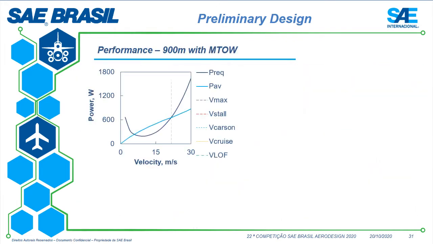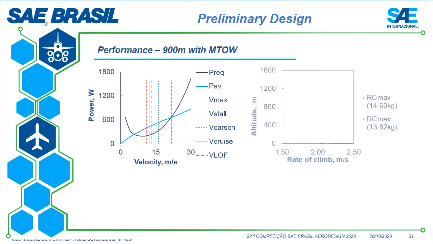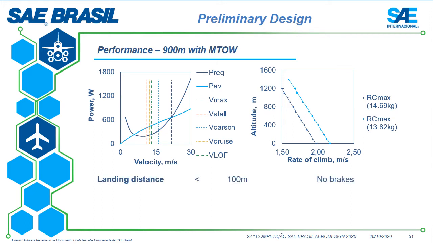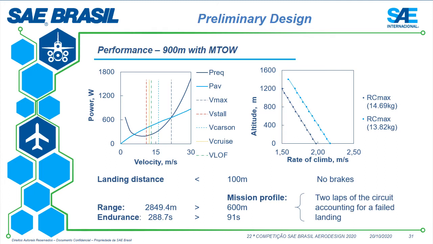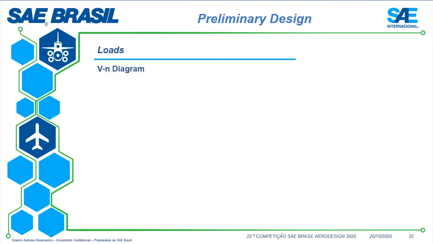To verify that the aircraft is capable of flying the selected range of heights, a performance study was made to calculate the rate of climb, descent, and ceilings. For landing, ground effect was considered. The landing distance is considerably less than 100 meters, so brakes were not incorporated. The mission profile was made to guarantee that the mission can be completed. The estimated distance to travel is 600 meters, considerably less than the aircraft range, and its endurance is greater than the maximum estimated time of the mission.